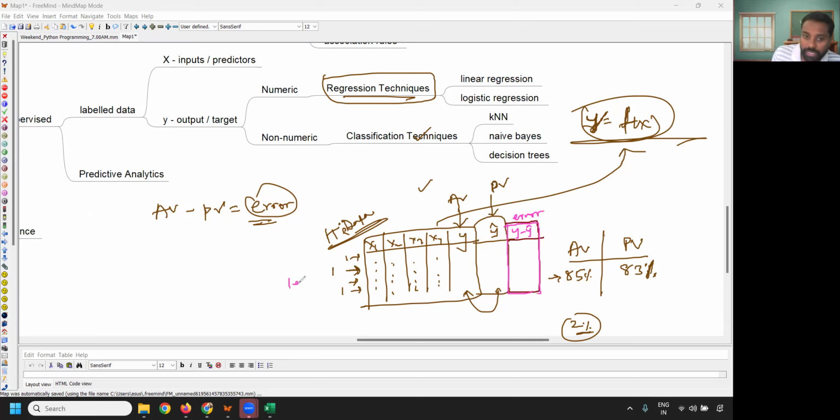So if I have 100 students, I'll have 100 errors. If I have 1000 students, I'll have 1000 errors, and so on and so forth. So this is the error that we'll get. But remember, we need a representative value for this equation's performance on this particular data set.